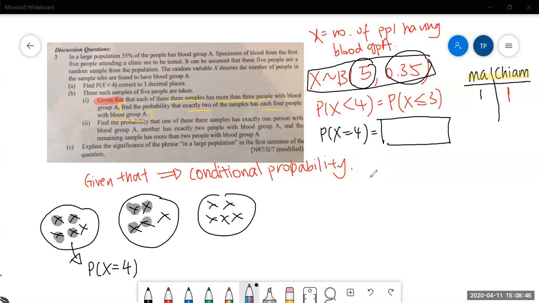Go to the main calculator menu. Distribution, then second VRS, you get the distribution. Because this is PX equals 4, you go to binom PDF, scroll down. Then you have your N: N is 5, your P is 0.35, your X is 4. Then paste the value and enter.